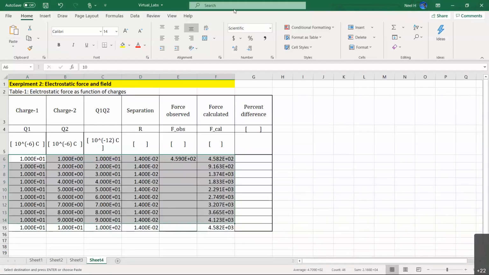Let me take a look at that. It should be fine now. You see the Excel sheet, right? Okay.